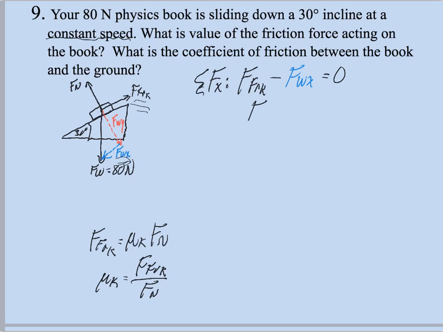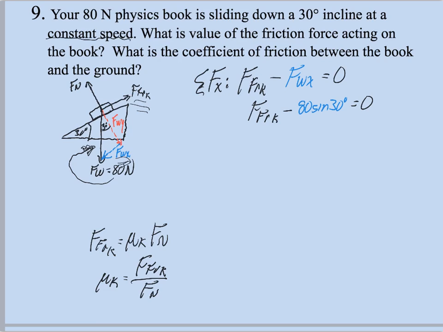Is there a way to solve for FWX? Well, let's see. I did forget to put in one of these values. I do know that the angle here is 30 degrees. So if I know the angle, and I know FWX, which is opposite the 30, and I also know that the hypotenuse is 80, I could multiply the hypotenuse times the sine of 30 to get that side.